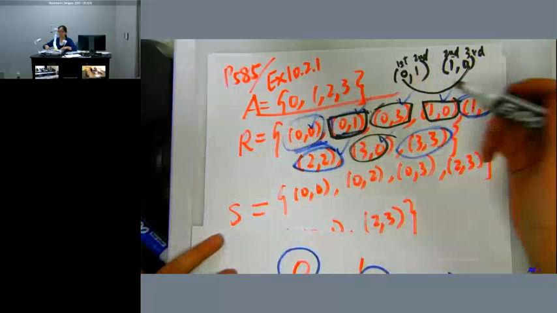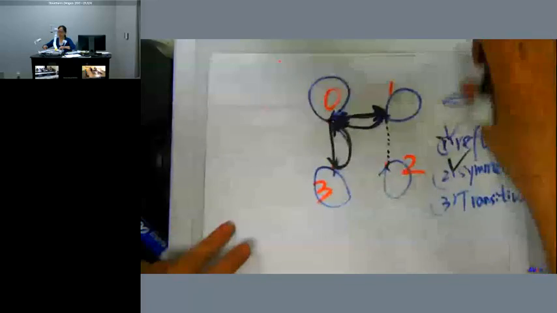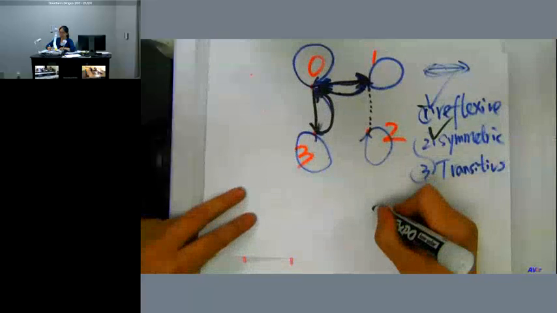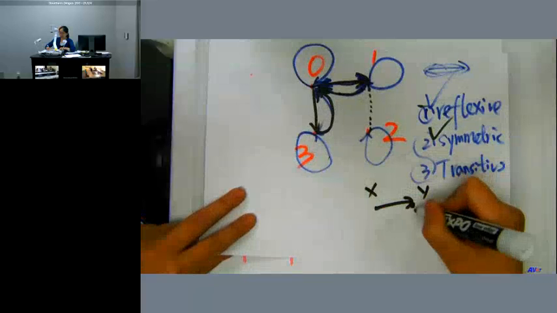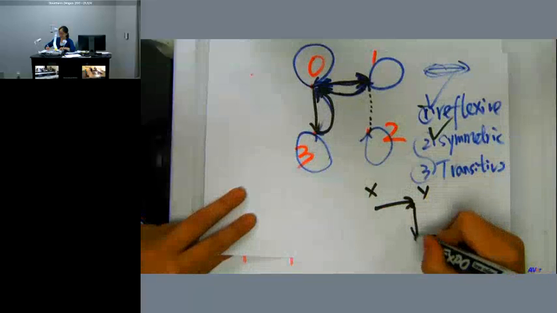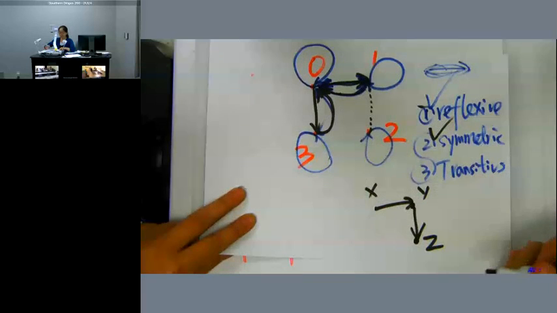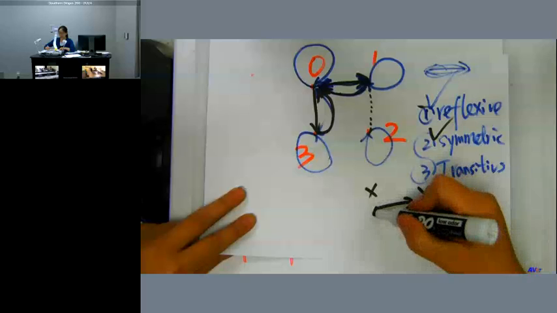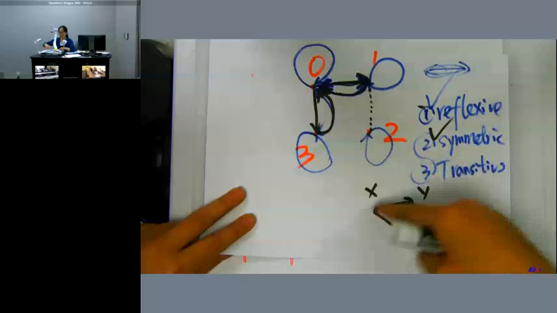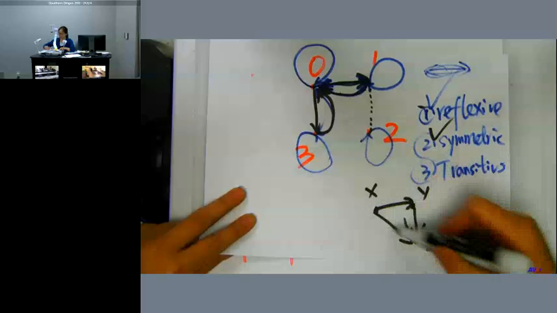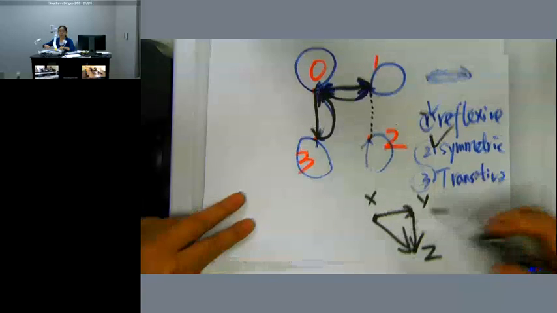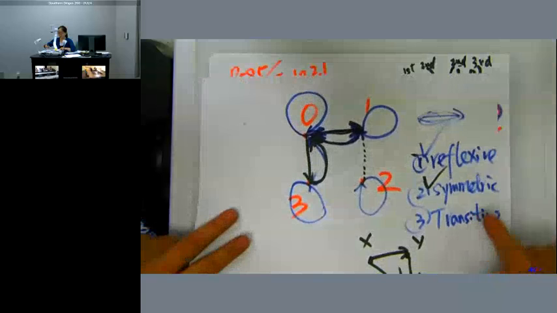So what does this mean for the graph? How do we check? The graph would be like this. If x is related to y, and y is related to z, drawing a graph, what must we have? x is related to z. So you're going to form a triangle like this: x related to y, y related to z, and x related to z. So that's what you will be looking for.